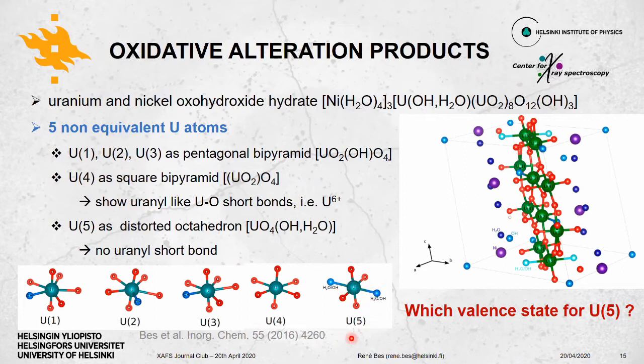But for the 5th non-equivalent uranium, we have a distorted octahedron, and despite being very close to uranium, so uranium-oxygen, these 2 in blue bonding are very long. So it's impossible to say just using this that uranium is in the 6+ state or in the 5+ state. So it was important to see what the valence state of this compound was.